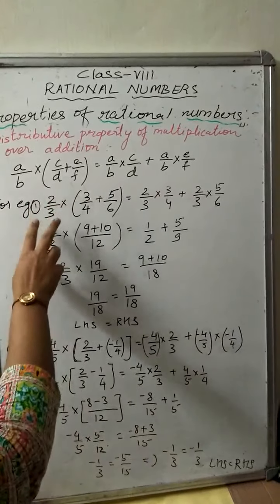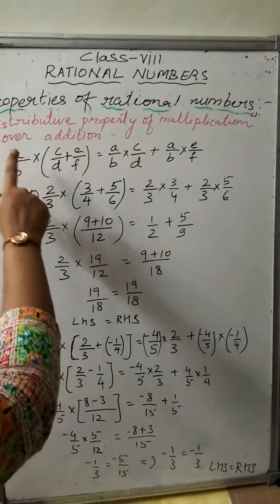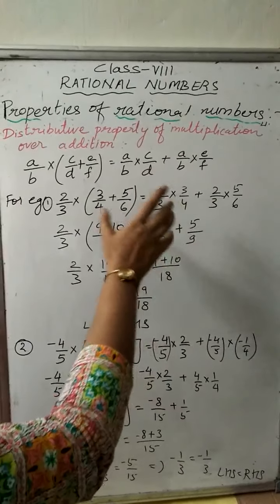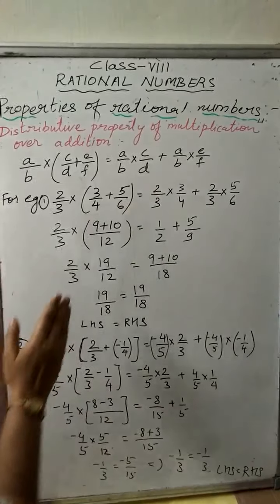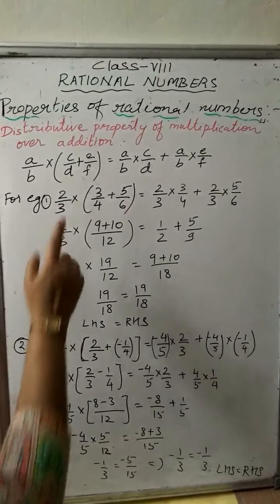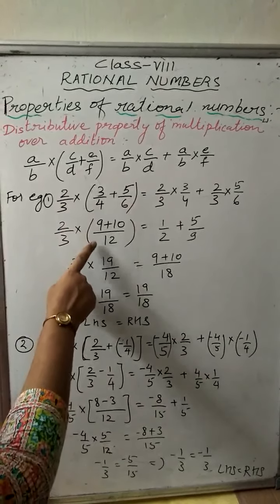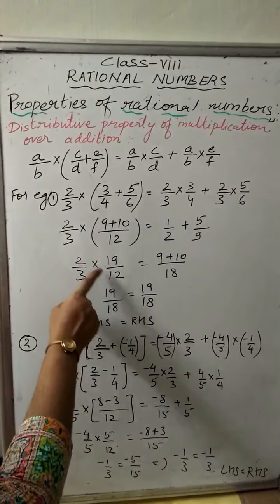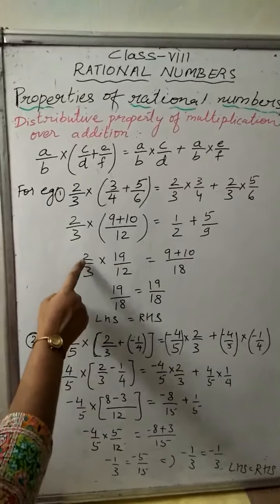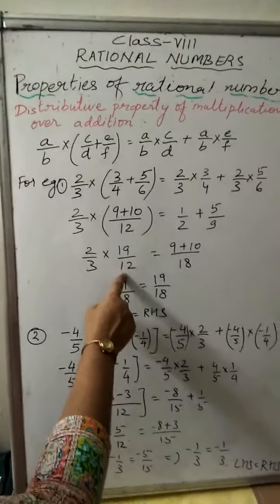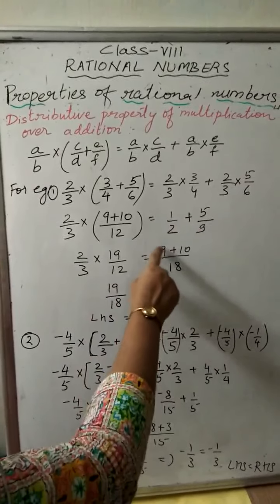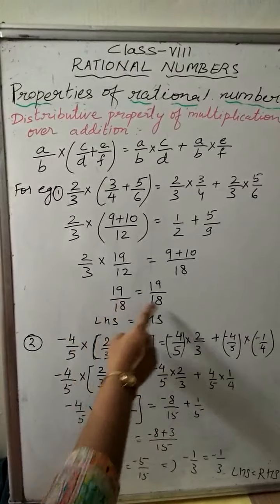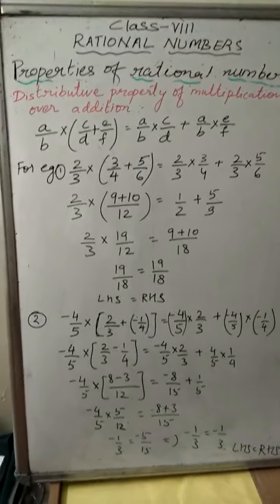For this I have taken three rational numbers and substituted them in this mathematical statement. Both LHS and RHS I have solved simultaneously. First, as per the rule, you have to solve the bracket first by taking the LCM. Solving, I have got 19 by 12. Then 2 by 3 into 19 by 12 is equal to, by taking LCM, (9 plus 10) by 18. So here you can see both LHS and RHS are equal.